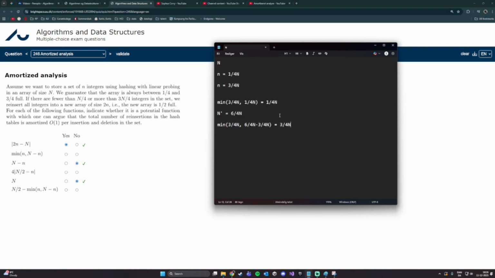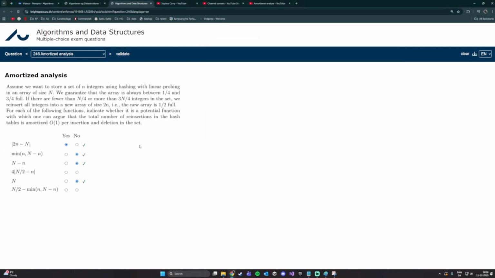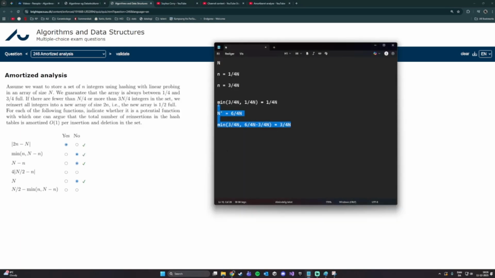I think that doesn't work. I think we got more potential. Is that right? Yeah. That doesn't work. Okay, I was afraid I made a mistake there. But as you can see, we got more potential.